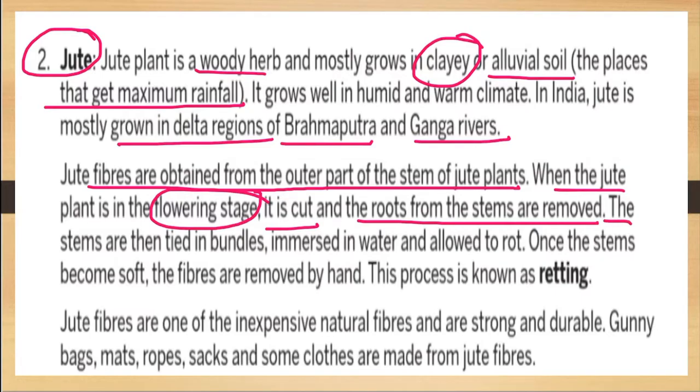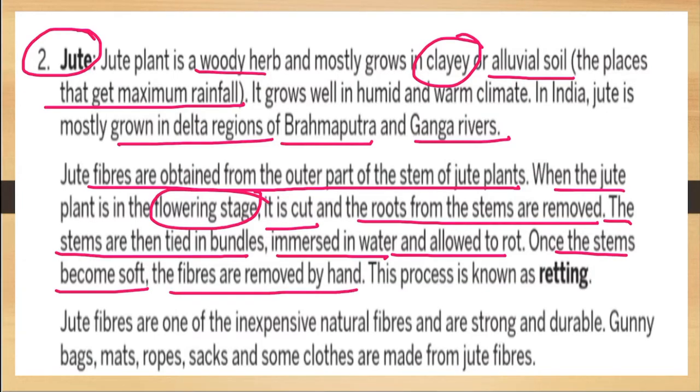The stems are then tied in bundles and immersed in water, that is, in ponds. We require stagnant water for this, because in stagnant water bacteria grow easily and eat the sticky material holding the fibers, allowing the stems to rot. Once the stems become soft, the fibers are removed by hand, and this process is known as retting. Sometimes it is asked, what is retting? Removing the fibers by hand is known as retting.